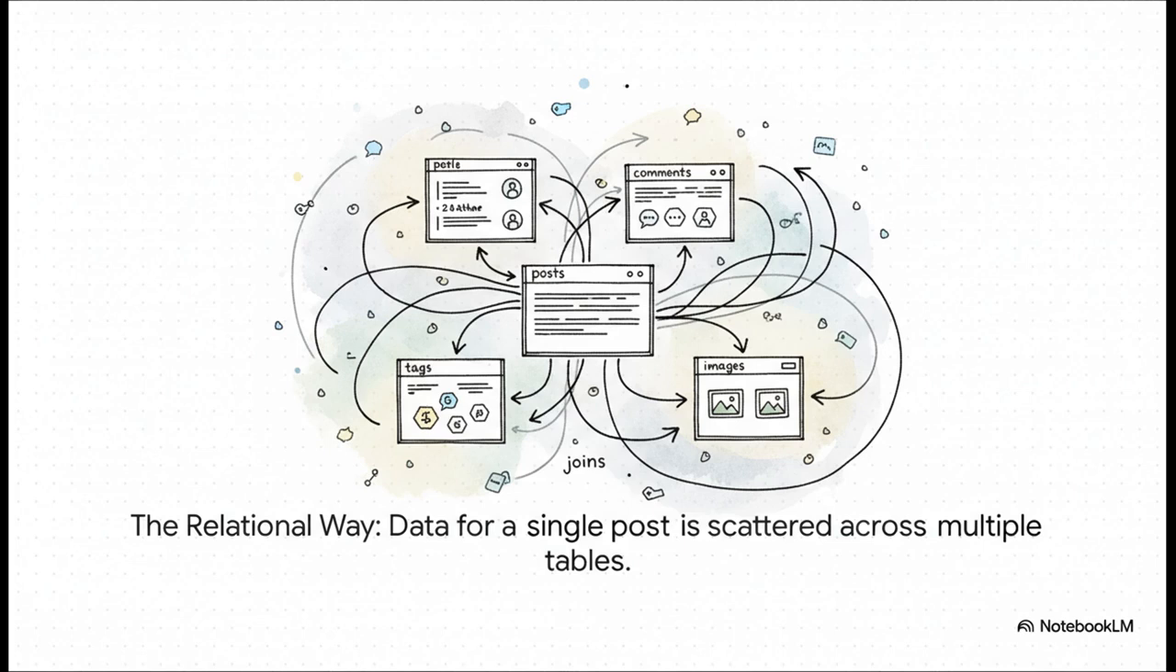And this gives you a perfect picture of that exact problem. Just to get the data for one single blog post, you've got to look in the posts table, then the comments table, then a tags table. They're all over the place. So to see the whole post, your app has to do these complex gymnastics called joins just to glue all that scattered information back together again.